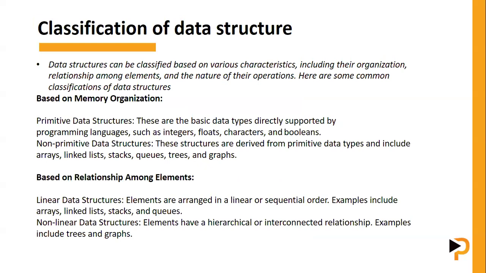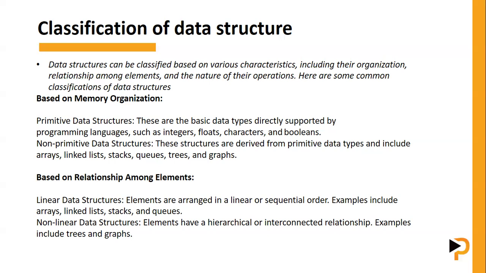Now the classification of data structures. There are different kinds of data structures, and they are classified based on different categories. Data structures can be classified based on various characteristics, including their organization, relationship among elements, and the nature of their operations. Here are some common classifications. Based on memory organization, obviously primitive data structures and non-primitive. Primitive data structures are nothing but primitive data types like integers, floats, characters, and booleans. Non-primitive are obviously classes and lists, linked lists, stacks, queues, trees, and graphs.